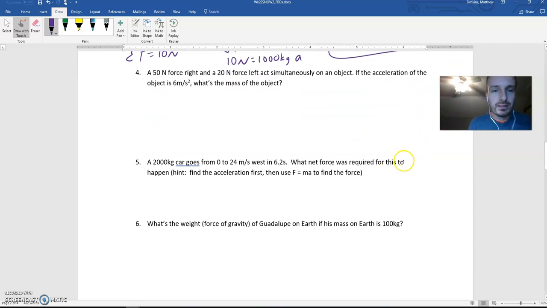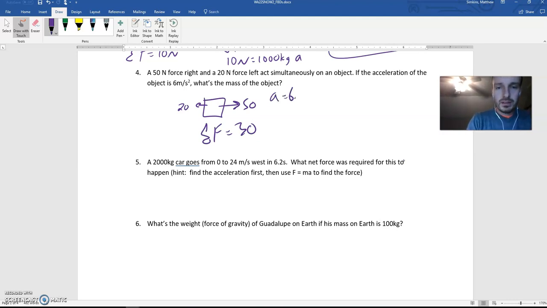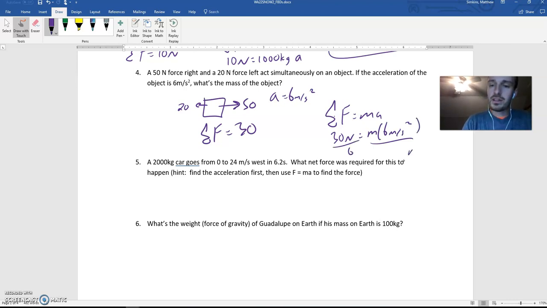All right, the rest of these guys, okay, here we go. 50 newtons of force to the right and 20 newtons of force to the left. That means the sigma F is equal to 30, okay, because 50 minus 20 equals 30. If the acceleration of the object is 6 meters per second squared, what's the mass of the object? So let's go ahead and fill this in here. Sigma F equals ma. 30 newtons equals mass times 6 meters per second squared. Divide both sides by that 6. I'm going to get a little fast and lazy here, but that's going to be 5 kilograms. Guys, show your work. I'm trying to get this video short for you.